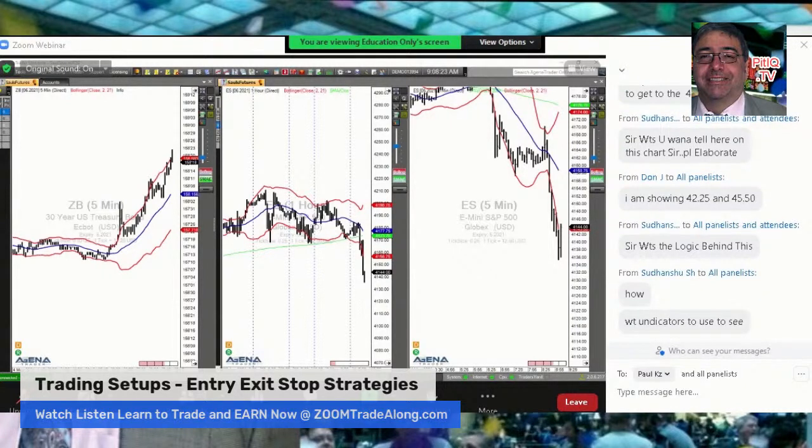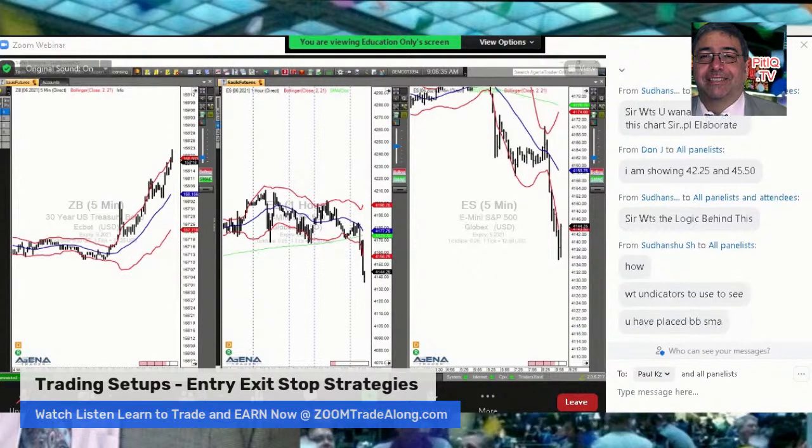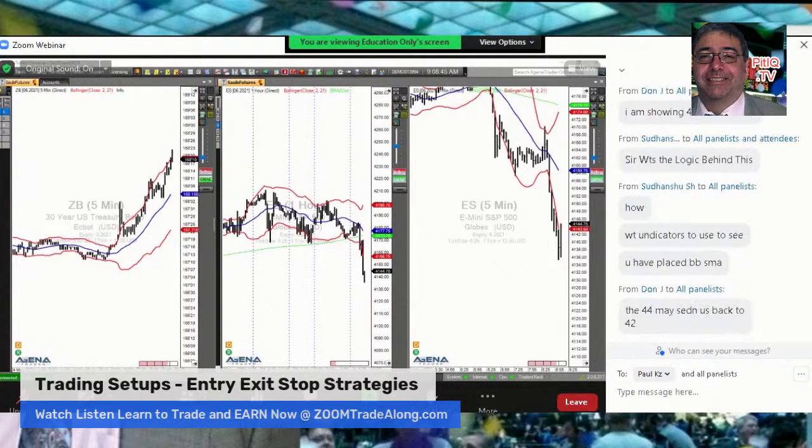I don't use any indicators. Resistance would be back around the 60 area, like I said earlier. I do have Bollinger Bands. Yes, I guess I lied. I do have indicators. All right.